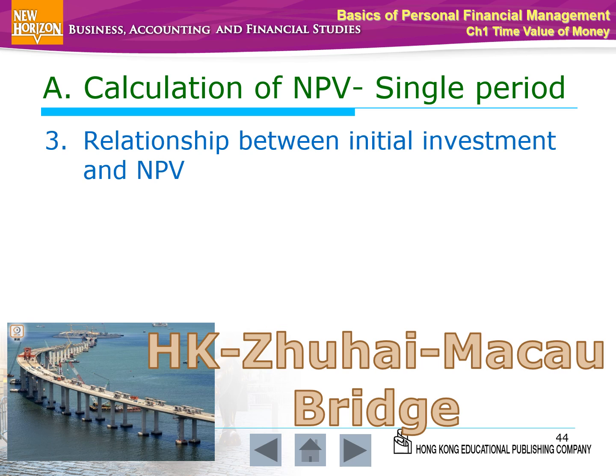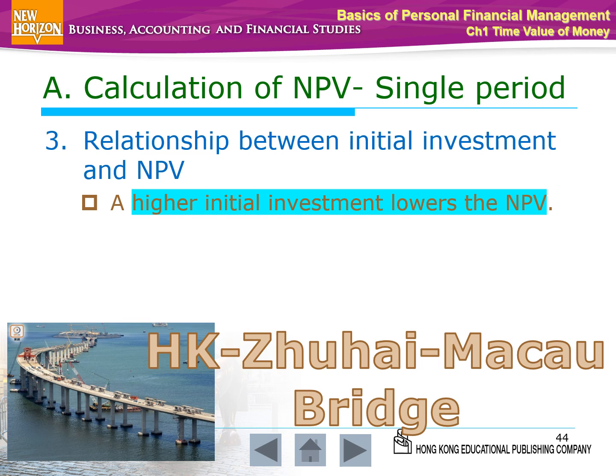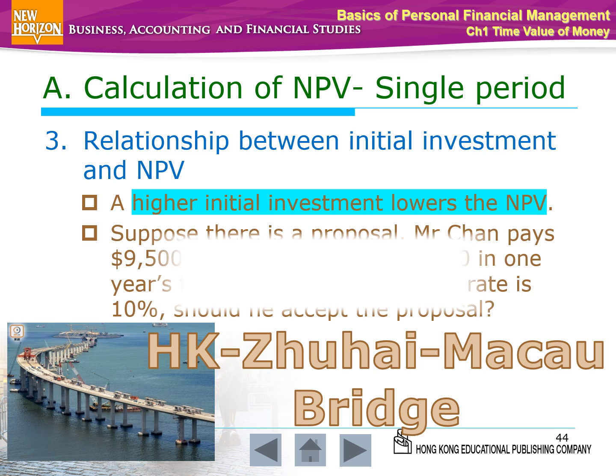Okay, the third, we are now looking at the relationship between initial investment and NPV. Look at the picture below. You see it is the Hong Kong-Zhuhai-Macau Bridge. It's a grand project for these three places. You spend a lot of money, investment, to build this bridge. So if initial investment becomes higher than what is expected, you will lower the net present value. It's a very simple concept, right?